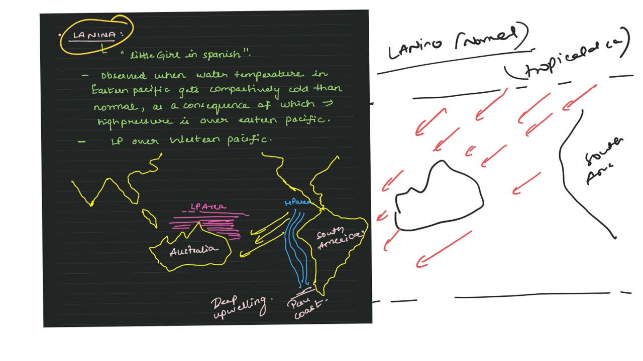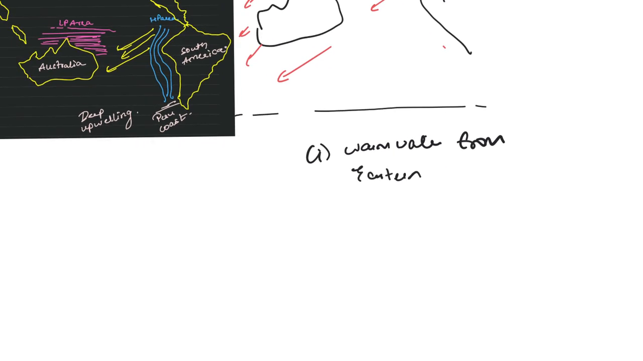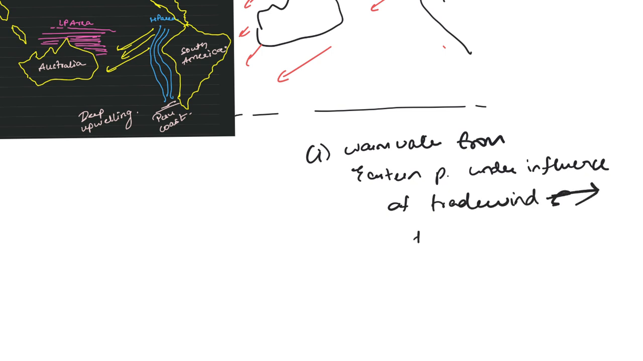So what is happening under the influence of these tropical easterlies? The warm water in the eastern Pacific, under the influence of trade winds, starts moving towards the western Pacific. So the first step in La Nina is that warm water from the eastern Pacific, under the influence of trade winds, moves towards its left, that is towards the western Pacific, towards the Australian region. Okay, this is the first step.